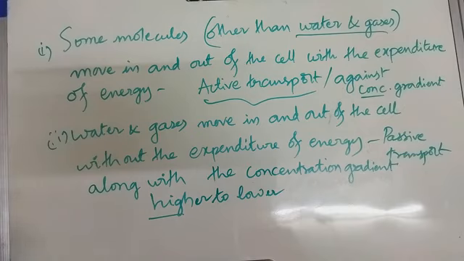So, in both ways, the transport of the substances takes place. Some molecules move in active transport method. Some molecules like water and gases move in passive transport methods. Okay. Whatever it may be, molecules are moving through the plasma membrane. How the plasma membrane is allowing some molecules to move across it, and what is the reason behind it?